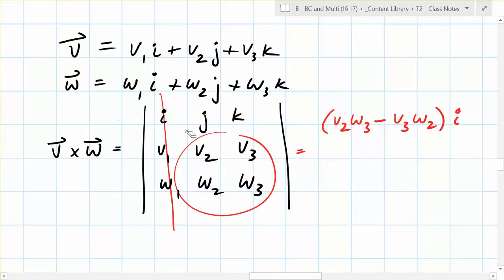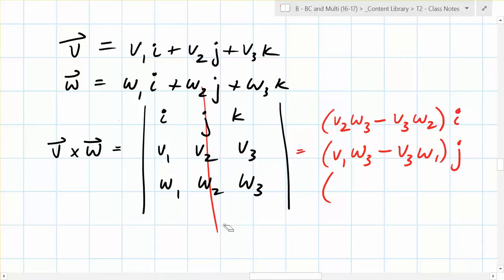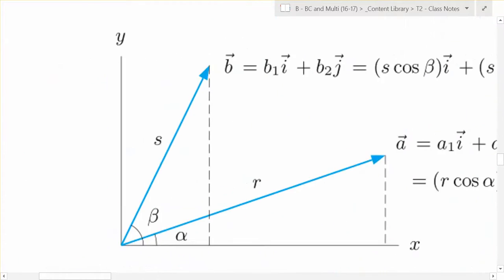So what do you think you do next? If you did that to I, what do you think you do next? You do the same thing, but with J. Cross them out, and you do V1, W3 minus what? W1, and what's that? J. And then what do you get? K cross, and you end up with V1. You see how I'm keeping it in alphabetical order? Please do that if you can. Times what?